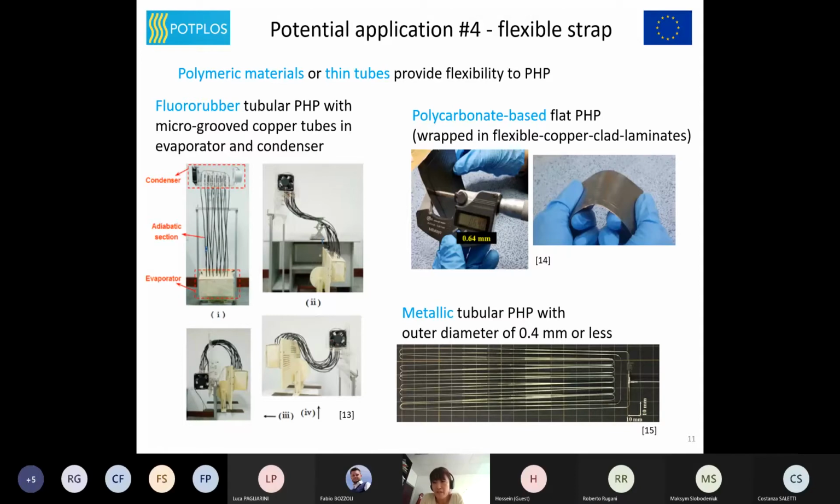The top right figure shows a polycarbonate-based flat PHP. It is wrapped in a flexible copper-clad laminate. The lower right figure is a PHP composed of stainless steel and nickel tubes with an outer diameter of 0.4 mm or less.